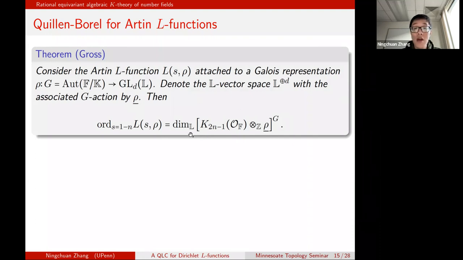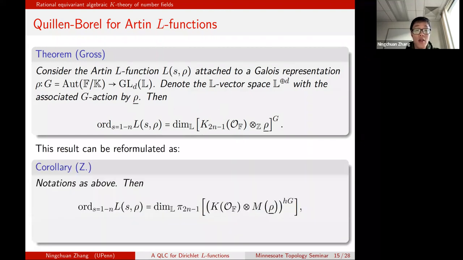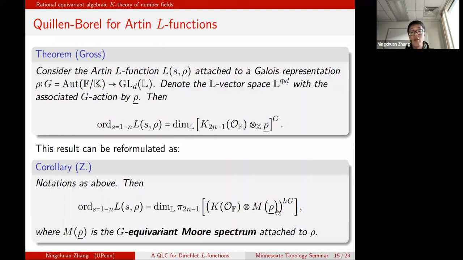And here you have to be careful. You have to take the L dimension as an L vector space. And from there, it's not too hard to show the following. We can replace this rho inverse eigenspace by a G equivariant homotopy group. So we twist the algebraic K-theory spectrum by the equivariant spectrum attached to the representation rho. And you can see the right-hand side is precisely what I meant by equivariant algebraic K-theory with coefficients in rho.